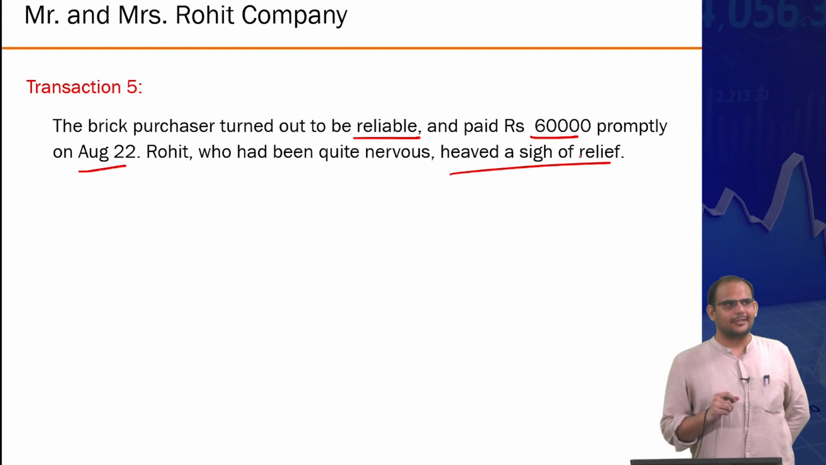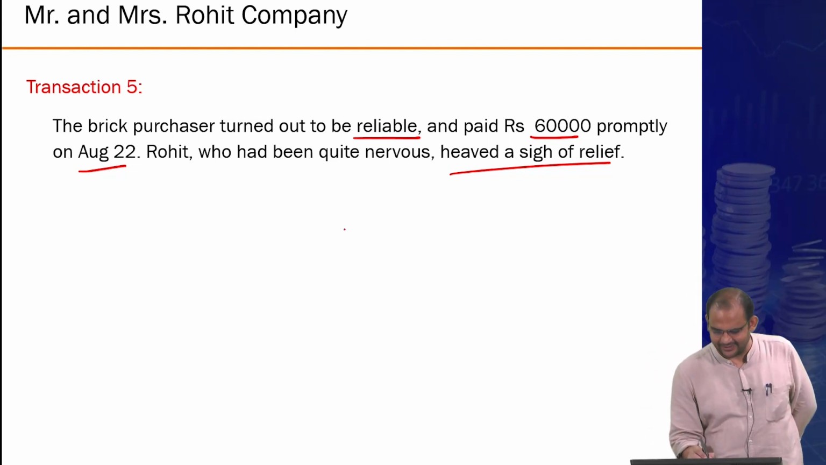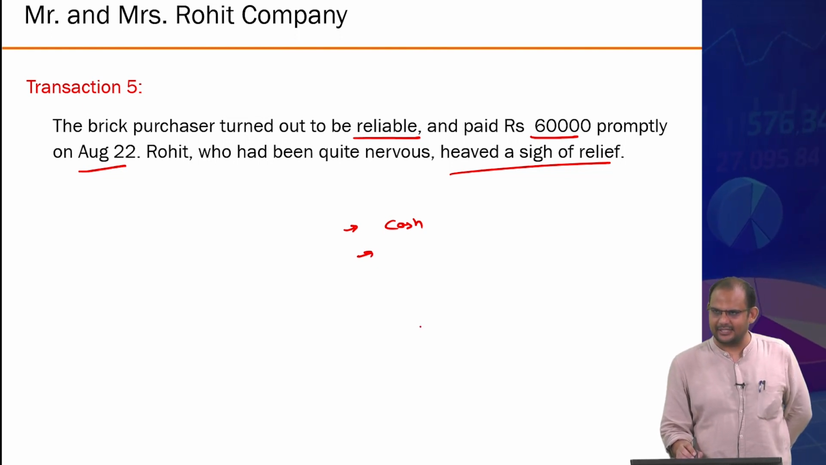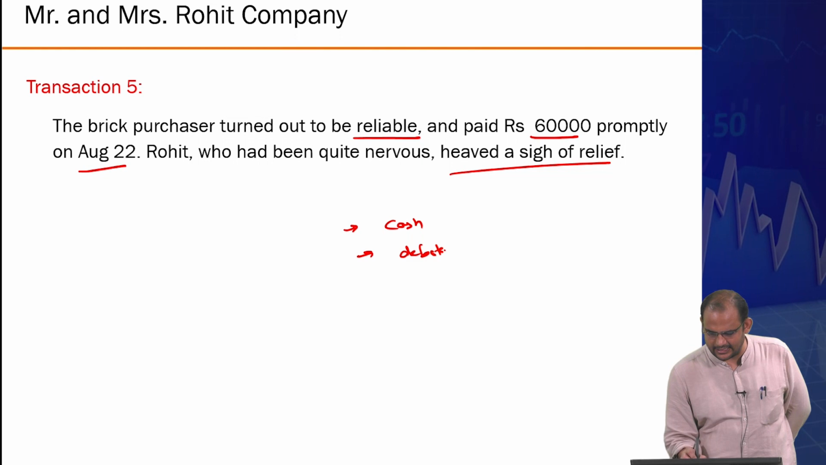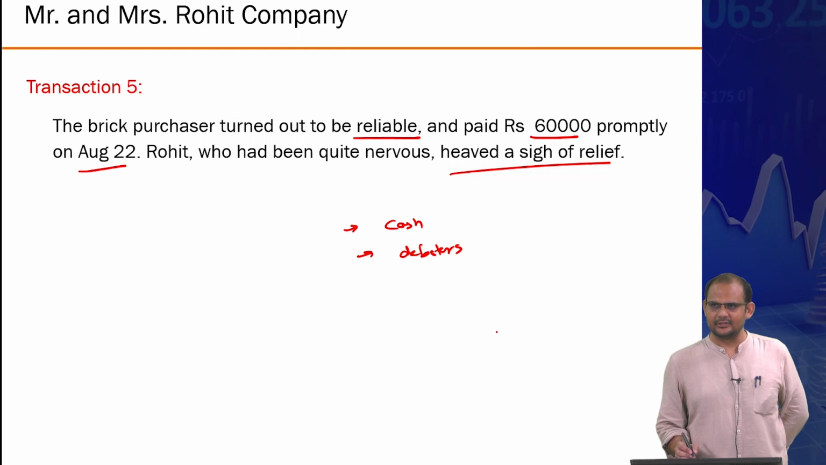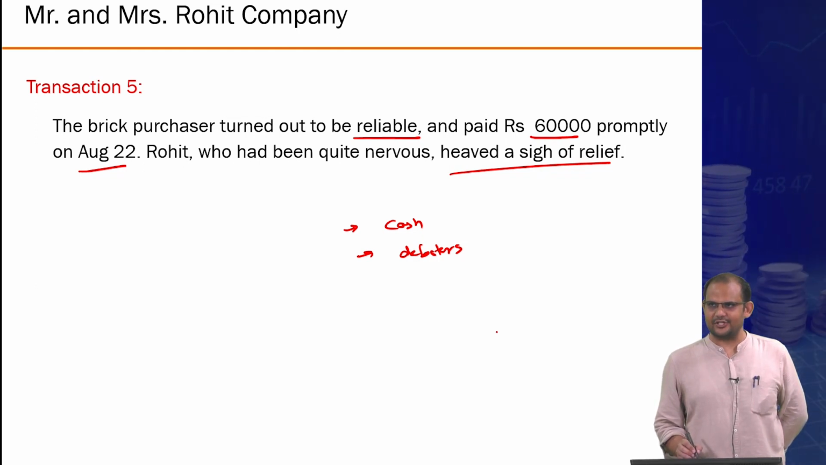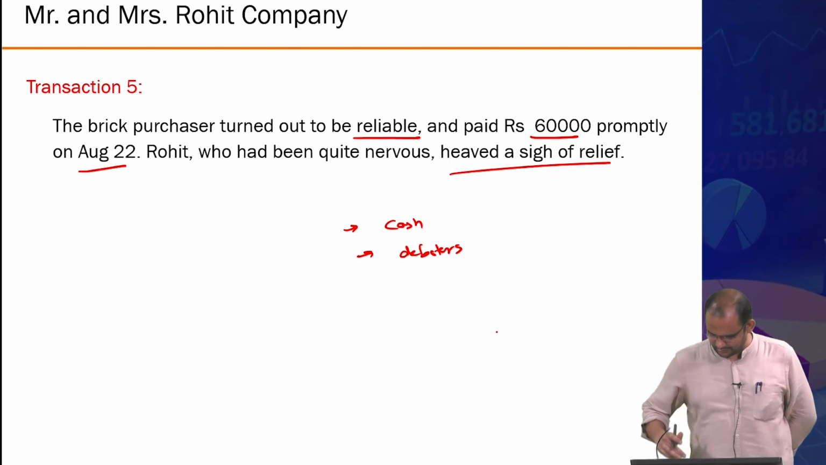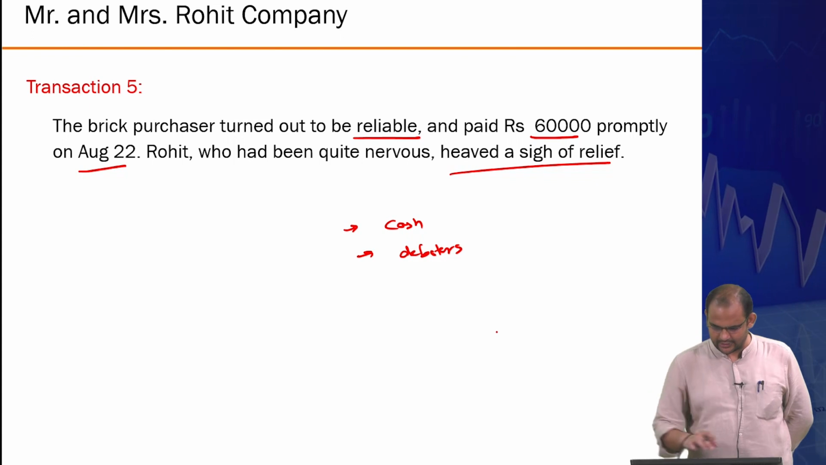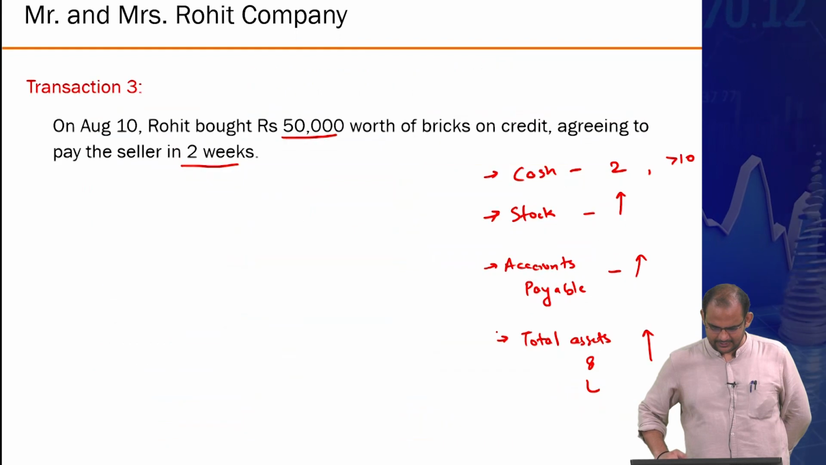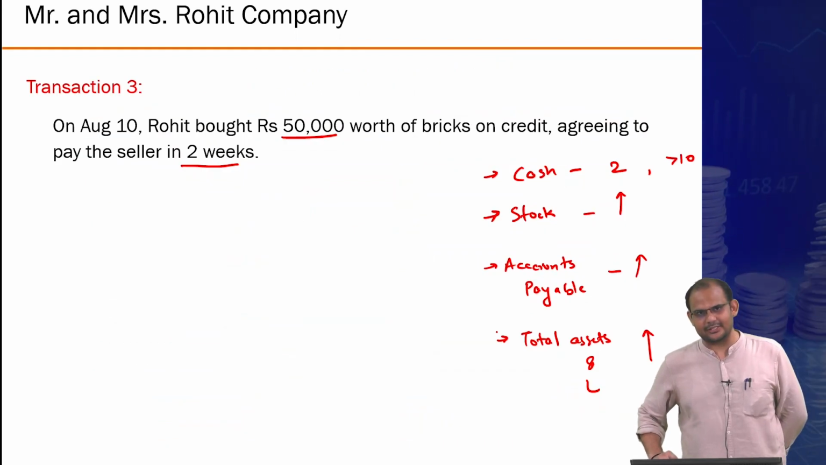What happens to this? Cash changes. What other asset account changes? Debtor changes. Anything else? What happens to the creditors? No change? Or, right now we have not reached 2 weeks. This is August 15, this is August 22. When did you buy the bricks? August 3. So August 3, 2 weeks. It's past.